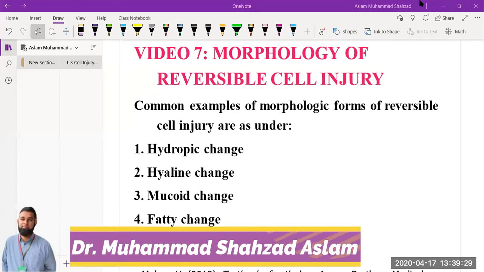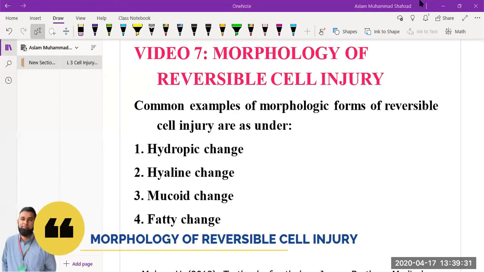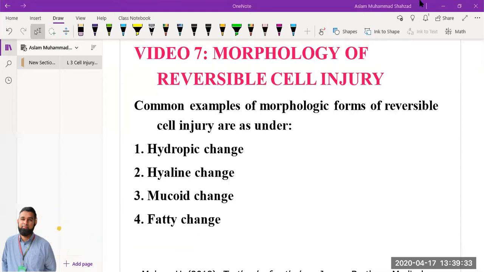Hello and welcome to this lecture on morphology of reversible injury. In this lecture, we will discuss different cellular injuries which are reversible, and we will discuss briefly the morphology of reversible cellular injuries. What is meant by morphology? We need to see the gross and microscopic.